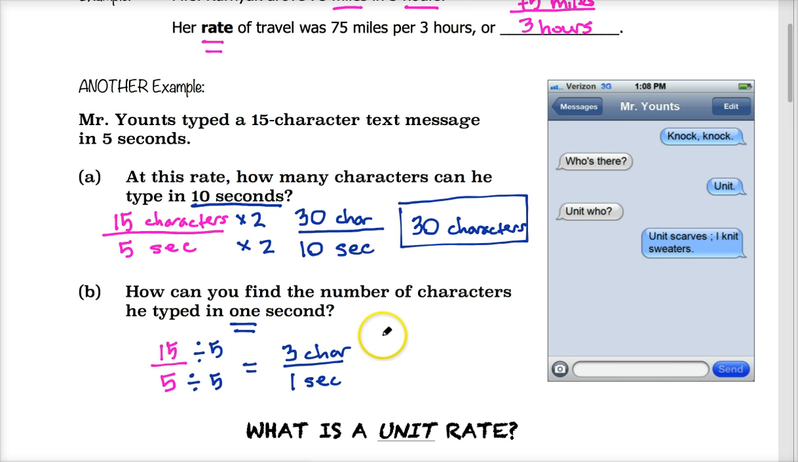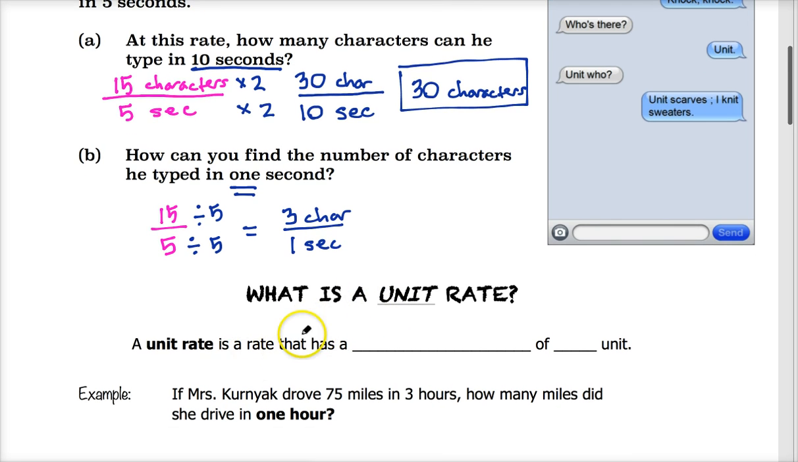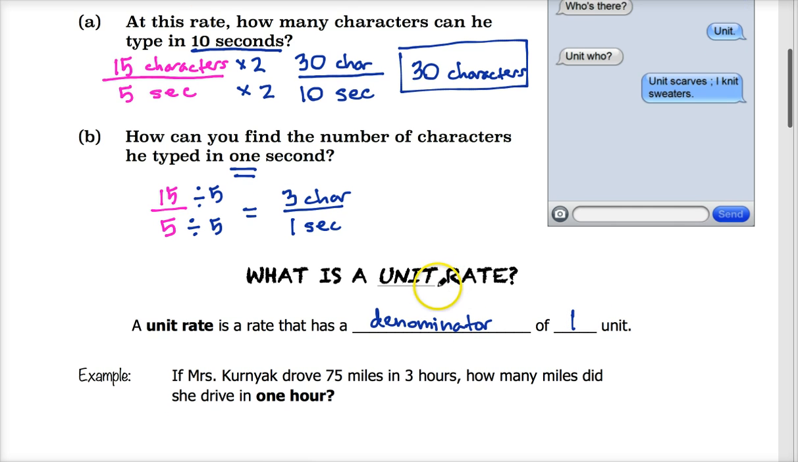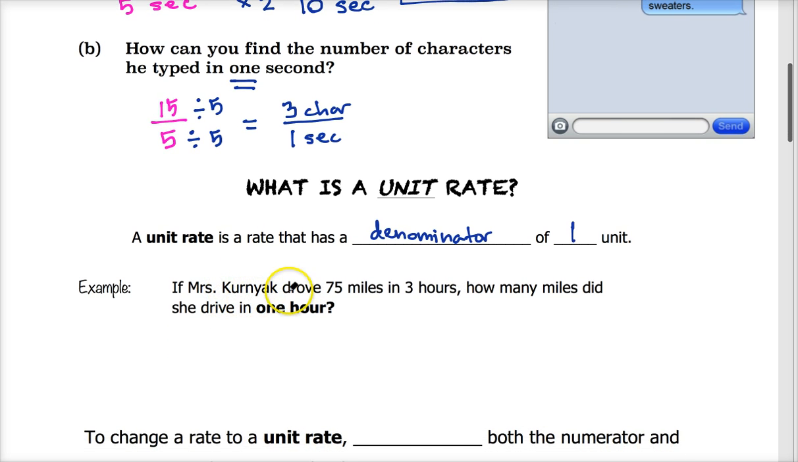So this brings me to my next discussion. What is a unit rate? A unit rate is a rate that has a denominator of 1 unit. Okay, a denominator of 1 unit. So going back to the example of Mrs. Kerniak driving, if she drove 75 miles in 3 hours, how many miles did she drive in 1 hour?